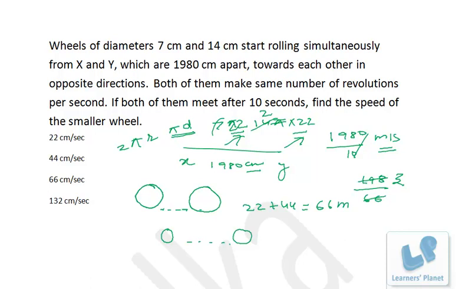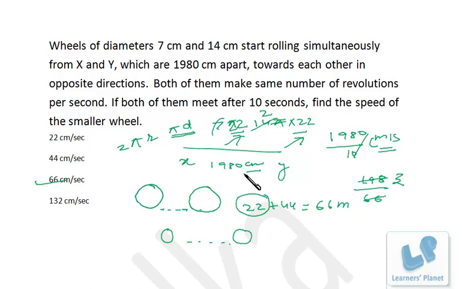And in one revolution the smaller wheel is covering 22 meter. That means in 3 revolutions it will be covering 66 centimeter. Okay, whatever meter or centimeter. So the speed is 66 centimeters per second. I repeat, 1980 by 10, that is 198 meter per second, or centimeter precisely over here. Centimeter per second is the relative speed of these two wheels, right?